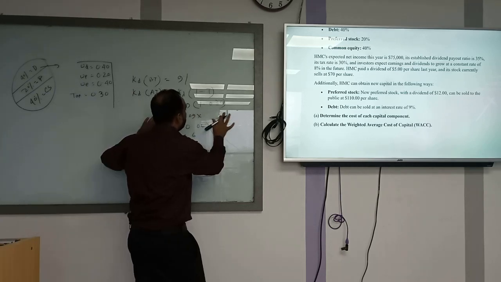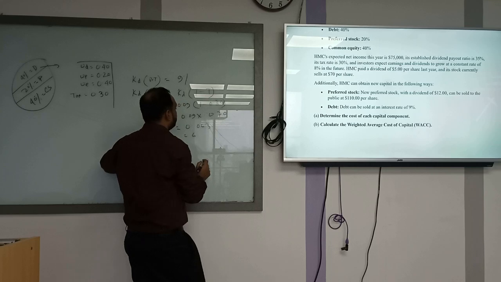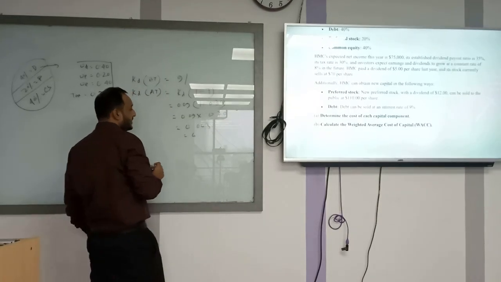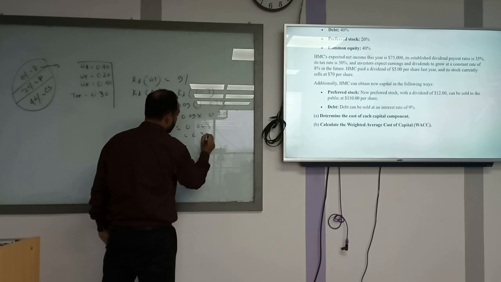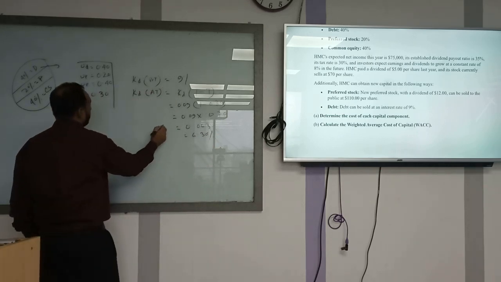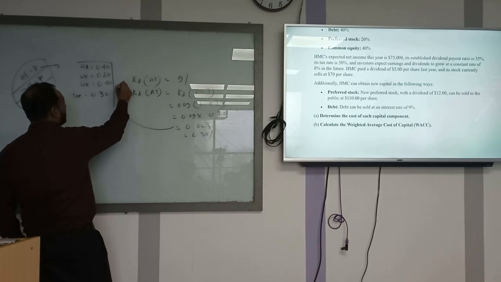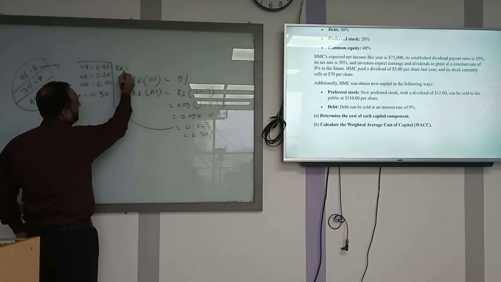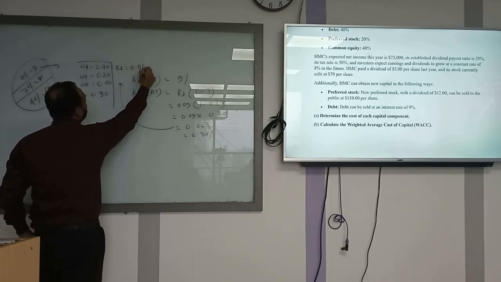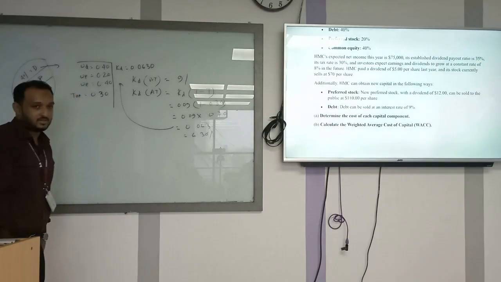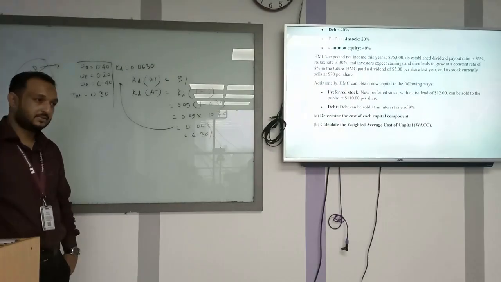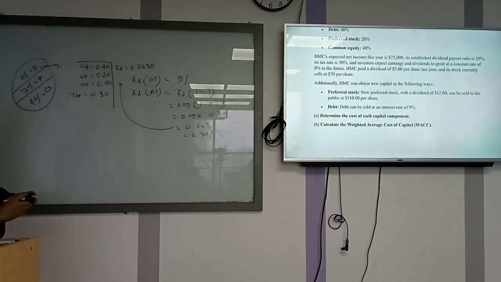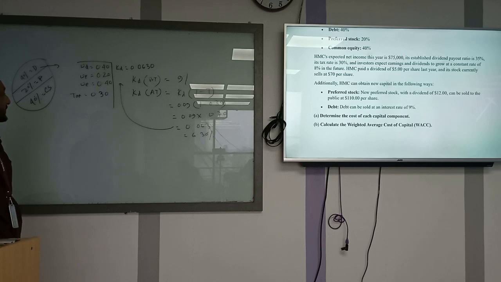So 0.09 multiplied by 0.7, right? 0.063 or 6.30%. So যেহেতু আমরা decimal figure সবগুলো রেখেছি, তার মানে এখানেও decimal value পাবো, right? So KD is 0.0630. That is your KD. After tax. Done?